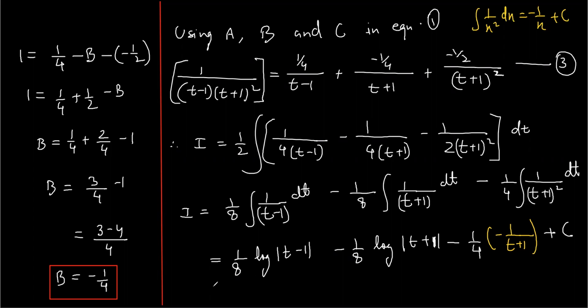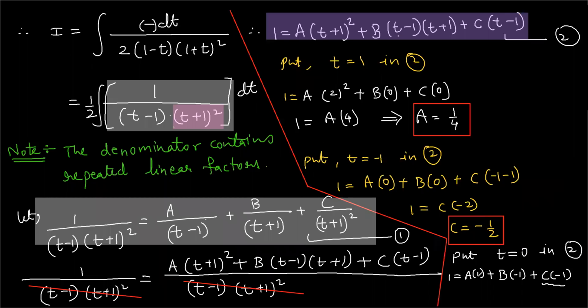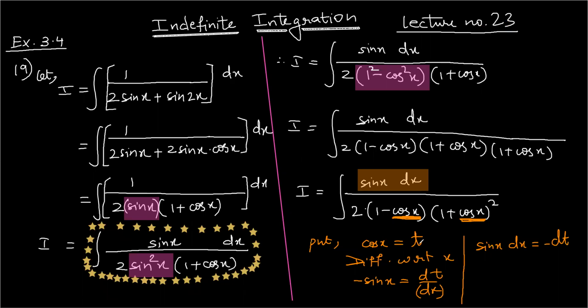So here I get I equals, I take 1 over 8 common. So I get here log of t minus 1 minus log of t plus 1 plus 1 upon 4 into t plus 1 plus c. And what was t? You check here, t was cos x. So I will substitute for cos x.